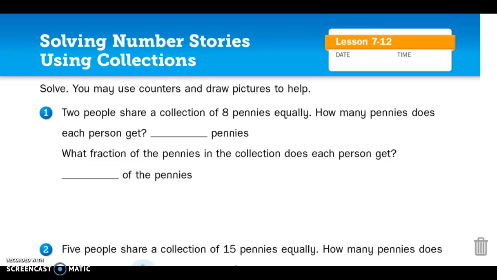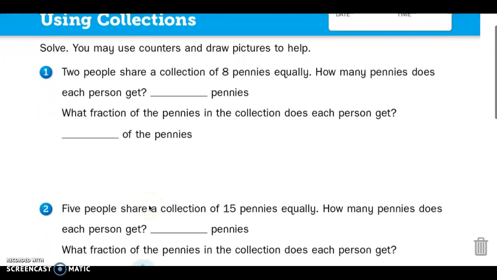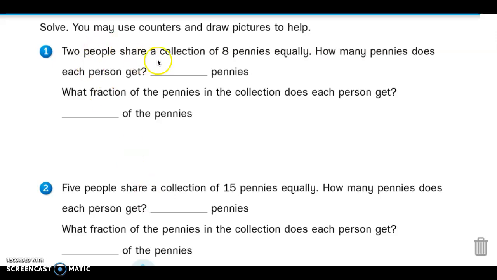Okay, we are on journal page 249. This is our last lesson of Unit 7. Keep up the great work. This says solve. You may use counters and draw pictures to help.